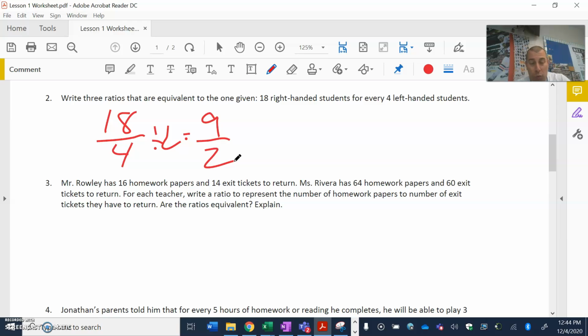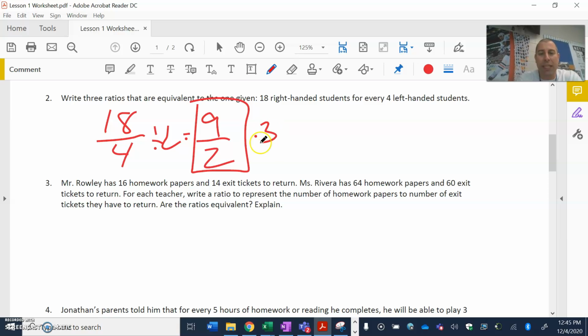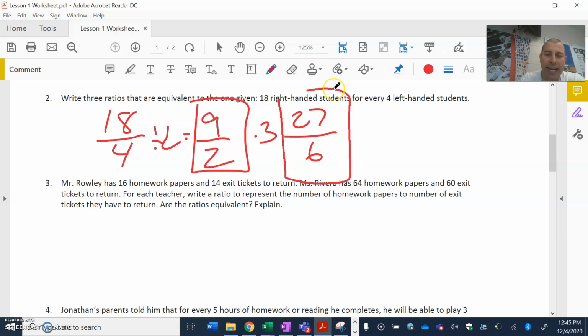I can go back to the original, the 18 and the 4, but that 18 is kind of a big number. I don't want to deal with the 18 here, so I can just use my new ratio. That's one of them. So how about if we multiply by 3? You can choose any number to multiply by. You just have to make sure you multiply them both by the same number. So if we multiply them both by 3, then we would get 27 and 6. Again, it's an equivalent ratio. So there's another winning answer.